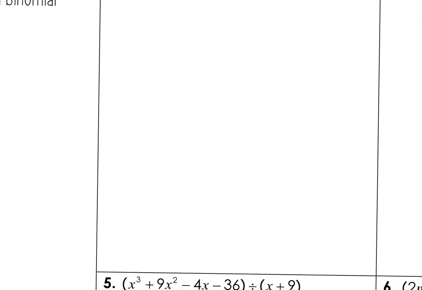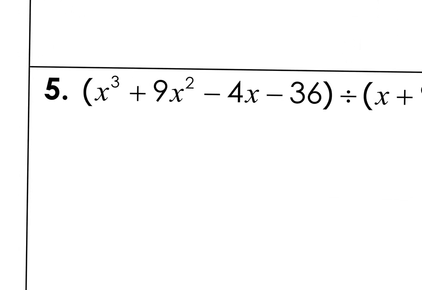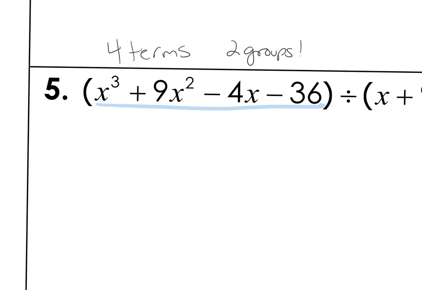Look at 5 and 6. When you look at number 5, I see this is not a trinomial. That's something that has 4 terms. How do we factor something with 4 terms? Make a trinomial. No. What is it? Groups. You make 2 groups. So we've got to split this up into our 2 groups.